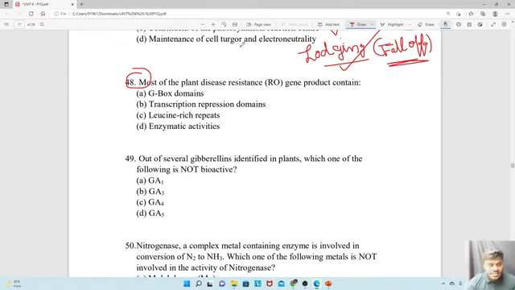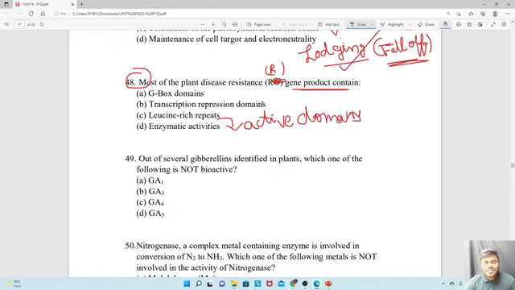Okay, the answer for this is the transcription repression domains. It's not an RO gene product, it's just R. Most of the plant disease resistance gene products contain transcription repression domains. See, actually friends, the leucine zipper domains basically act like active domains. Every student listen to my statements carefully.